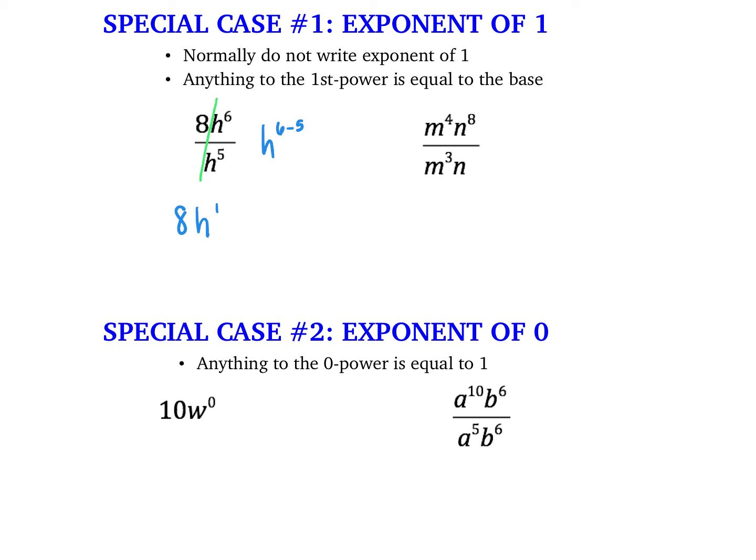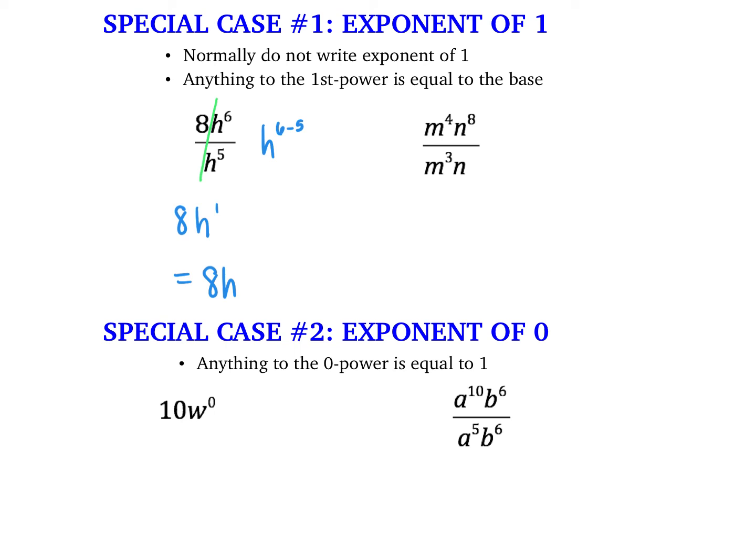Now that's a totally acceptable answer, but one way to simplify that would just be saying that's all the same as 8h. So here's an example where we get an exponent of 1 and decide to simplify it, clean it up a little bit more, and take it off of our final answer. But again, those two are equivalent, or the same.